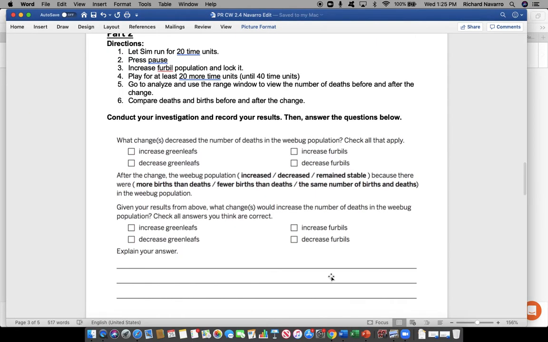Now, for part 2, we are going to do the opposite. We are going to let the sim run for 20 time units, press pause, and record the number of wee bug deaths. Then we're going to reset and increase the furbal population. We'll do it again for 20 more time units, and then analyze the number of wee bug deaths.